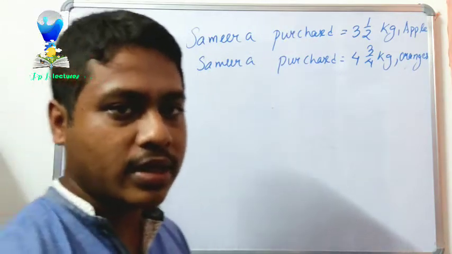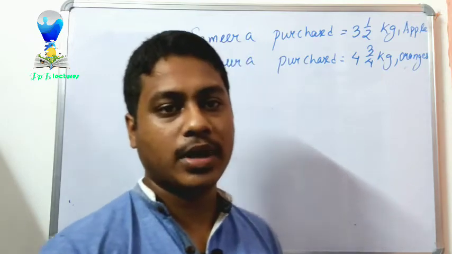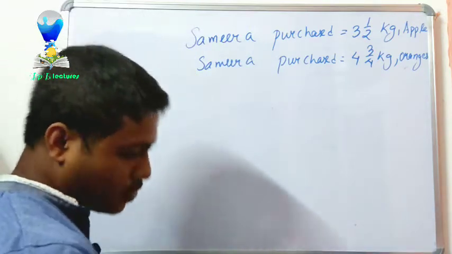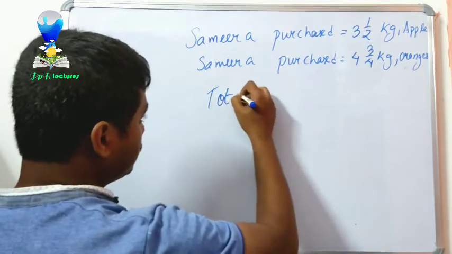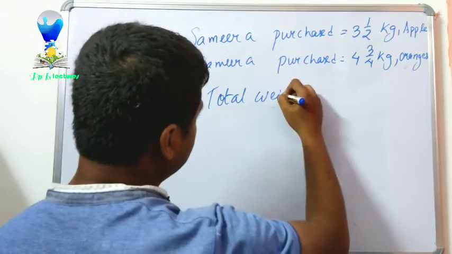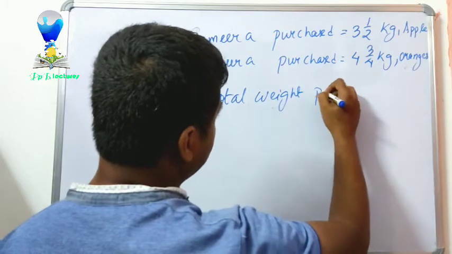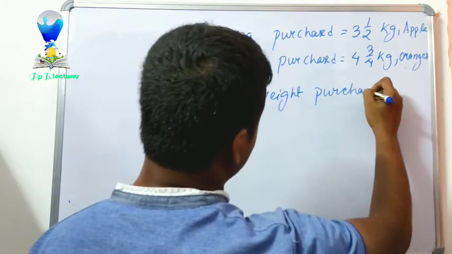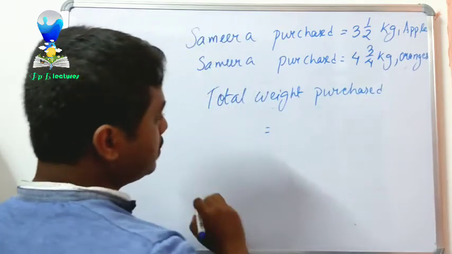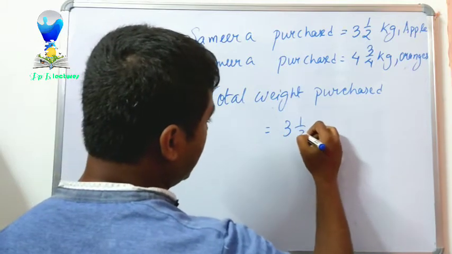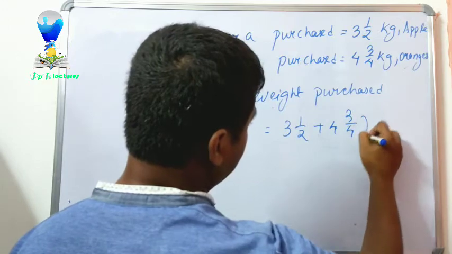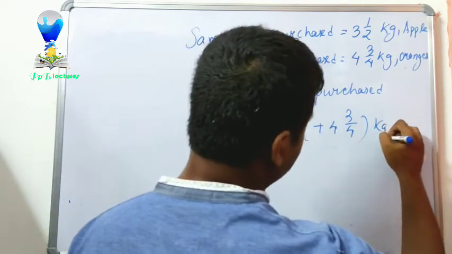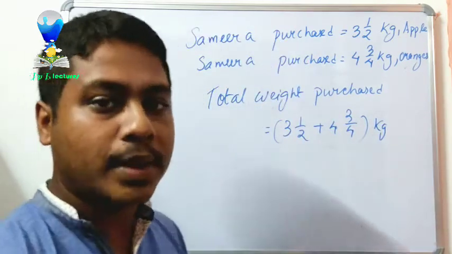Okay, then the question is given, what will be the total amount she has bought? So the total amount she has purchased, or total weight purchased, will be 3.5 plus 3 by 4 kilogram. That will be the total weight purchased.